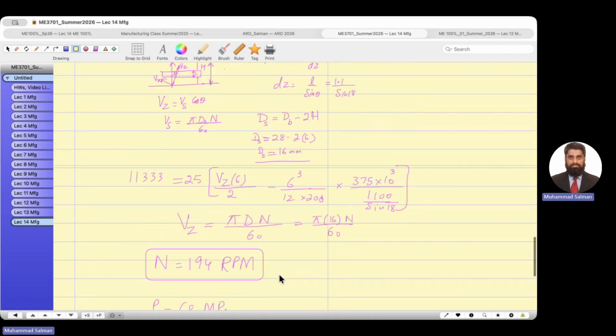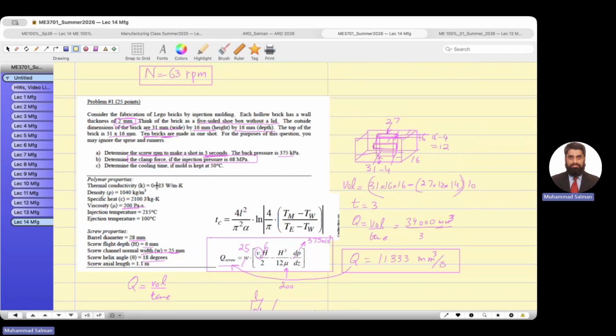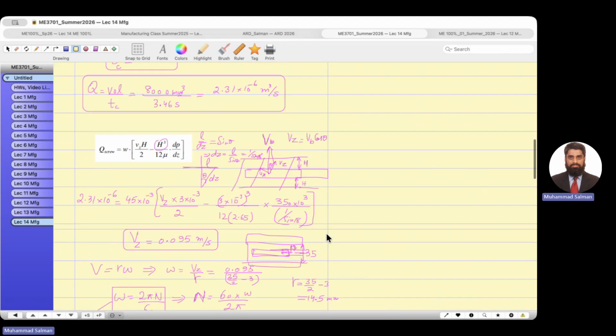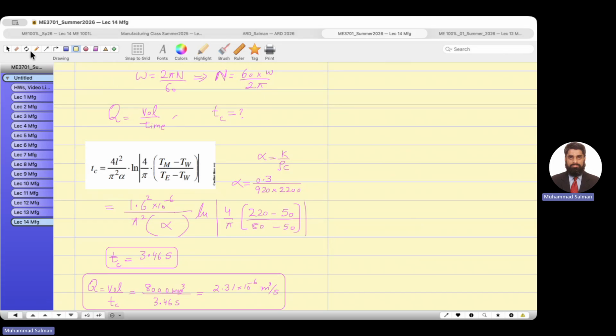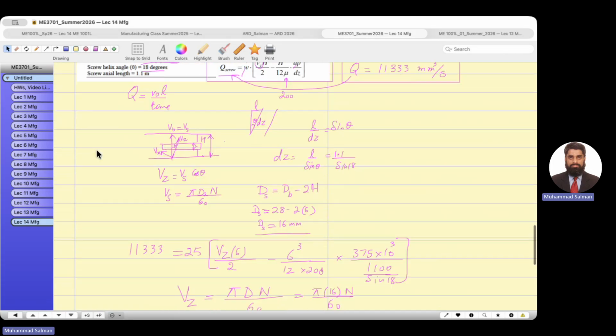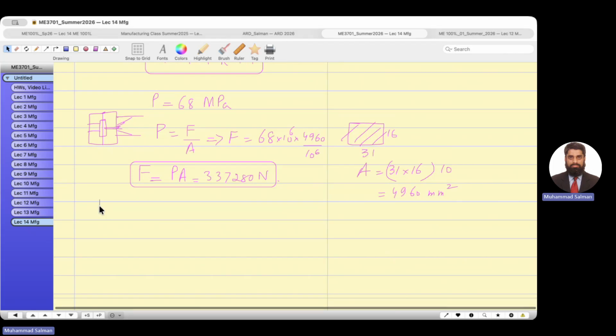And the last part of this question, determine the cooling time. For the cooling time, you need to use this formula. We already understood a similar problem earlier. So let's use this formula to find out the cooling time for the 10 Lego bricks.